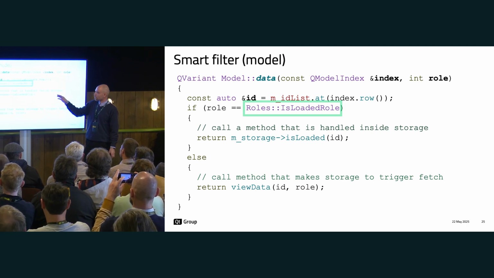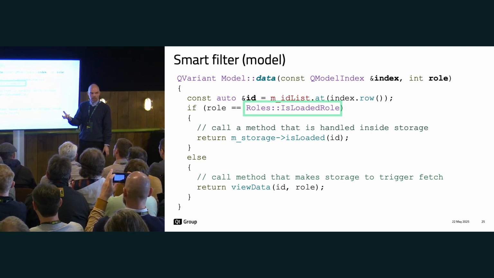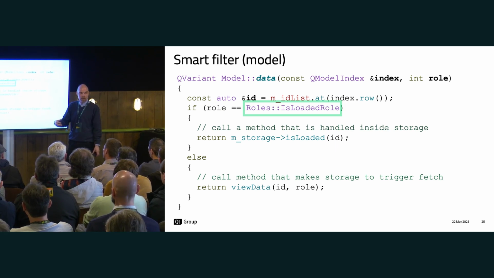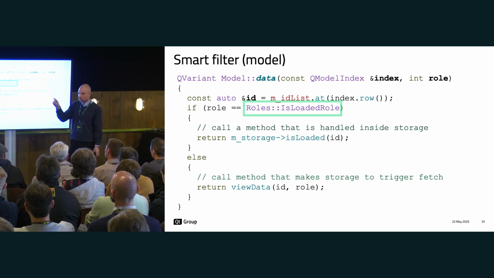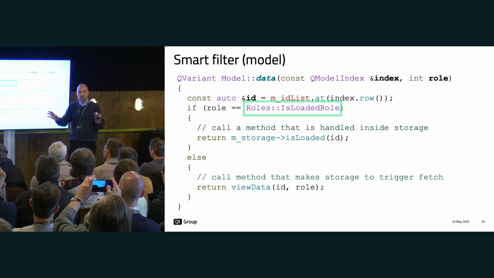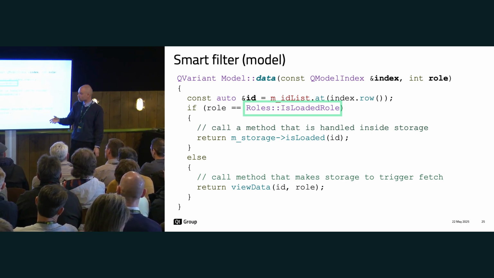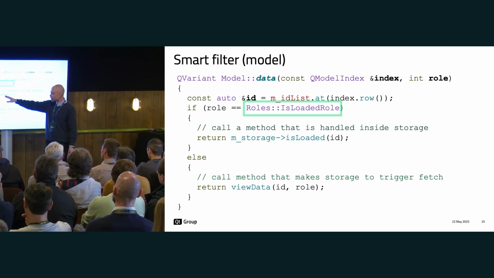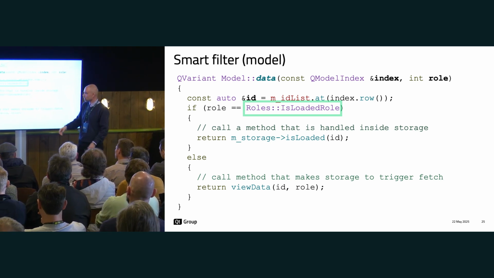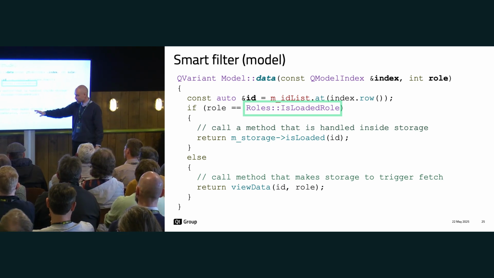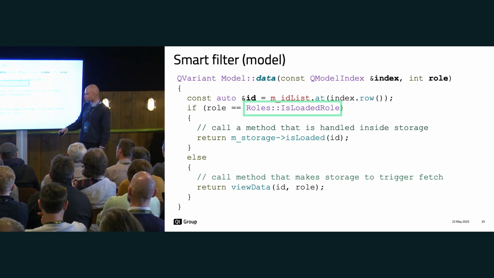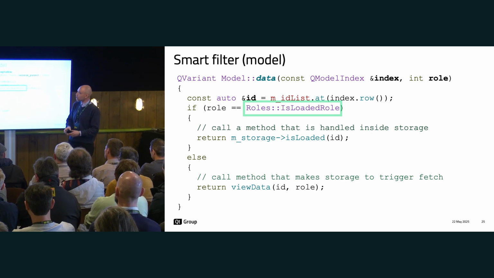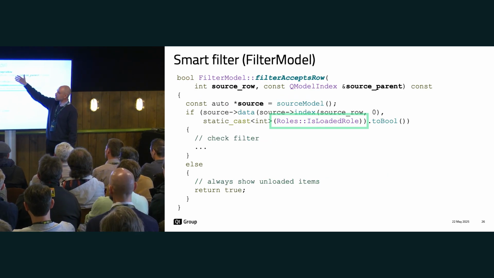So we ask the storage, do you hold this data? Well, storage knows if it has the data. It has to know when to send a signal and when not. So you can ask the storage, do you have it? Storage doesn't fetch anything. It merely tells you, yes, I have the data, or no, I don't. And for the question, is the item loaded, the answer comes in if the storage has it. For any other data role, we just ask for the data in a normal way, which could trigger a fetch in the storage.